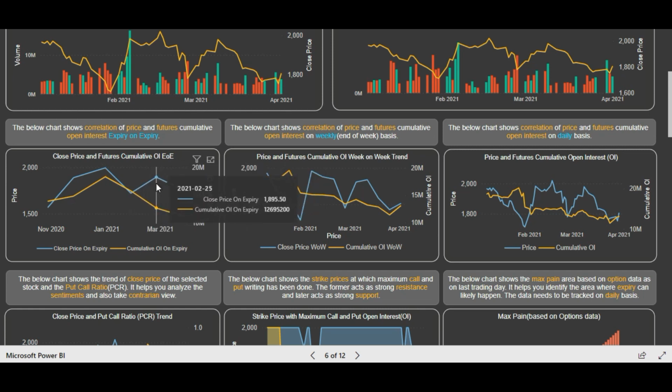Short covering also came in the month of 25th of February. You can see there might be some short positions added in the month of January, so they must have been covered.